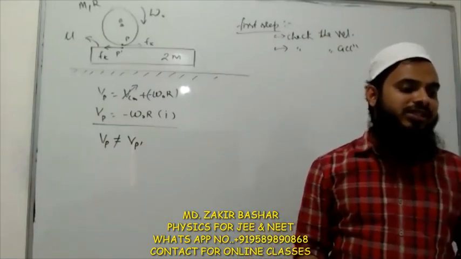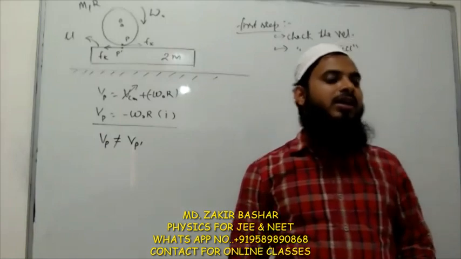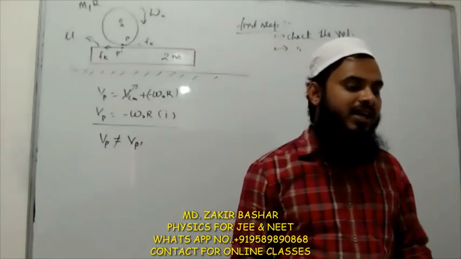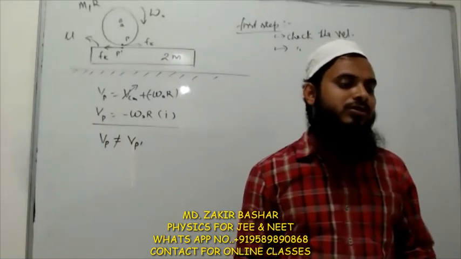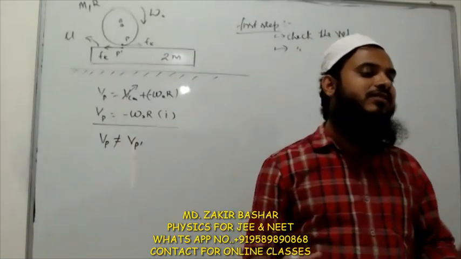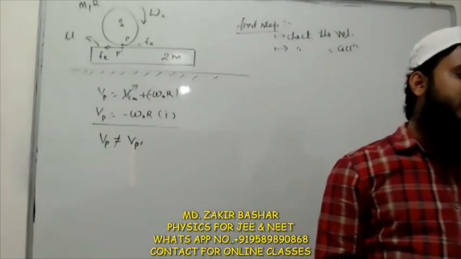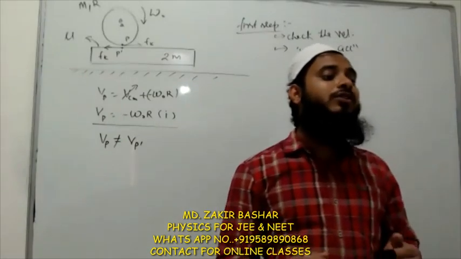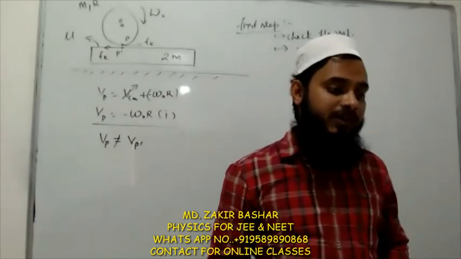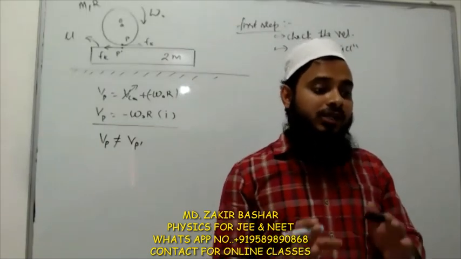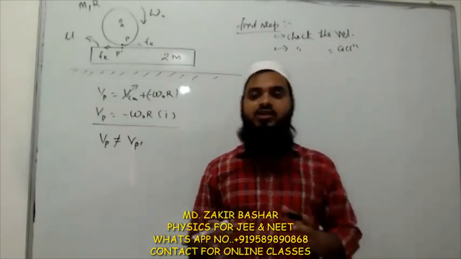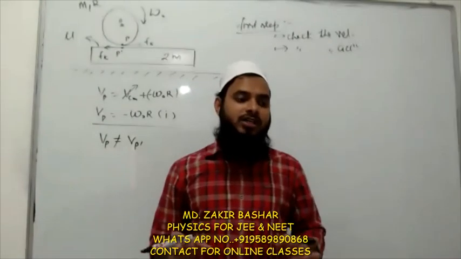Then we have to decide, if the velocities are not equal, the direction of the friction force, the type of friction force, by seeing the velocities of the point of contact. Is it clear? Keep in mind what the aim of this type of friction force is. If kinetic friction force will come, why will it come?